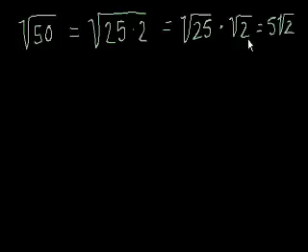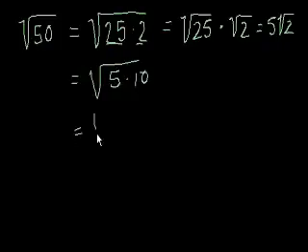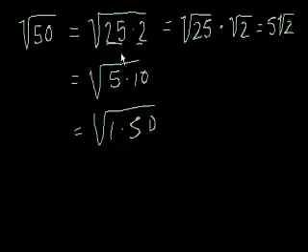Now you might be saying, "Hey Sal, you make it look easy, but how did you know to split 50 into 25 and 2? Why didn't I say that 50 is 5 times 10, or 1 times 50?" Well, the reason why I picked 25 and 2 is because I wanted a factor of 50. I actually wanted the largest factor of 50 that is a perfect square, and that's 25. If I had done 5 and 10, there's really nothing I could have done with it, because neither 5 nor 10 are perfect squares, and same thing with 1 and 50.